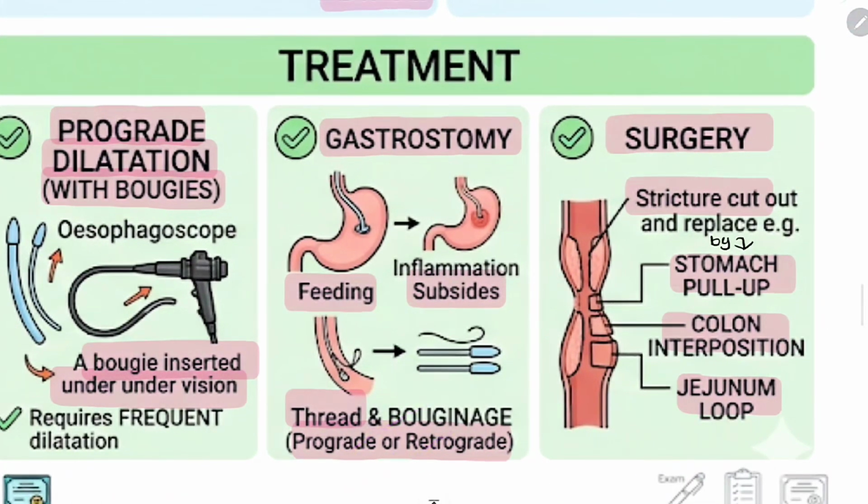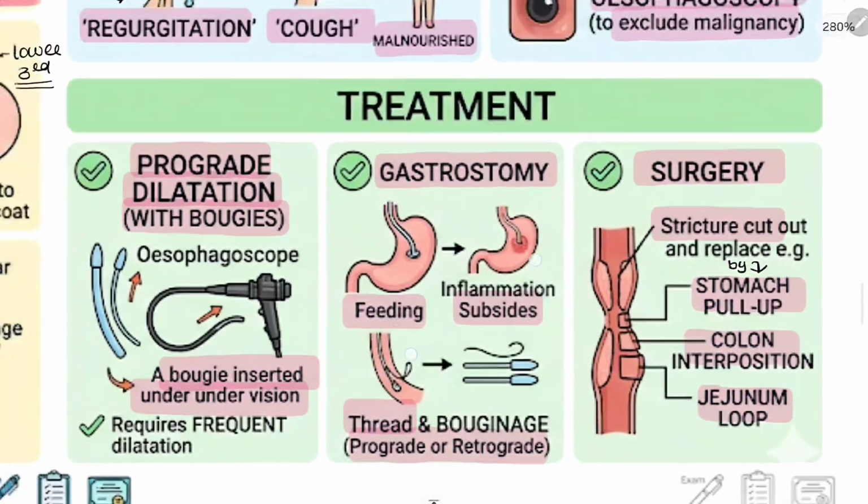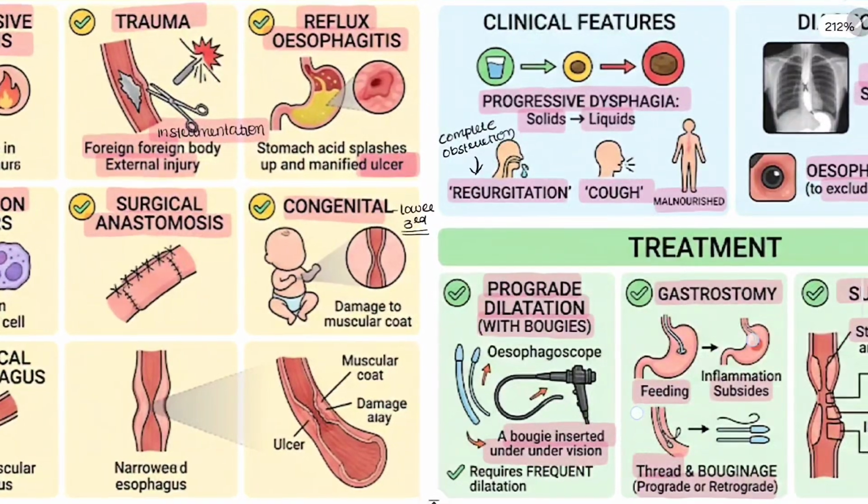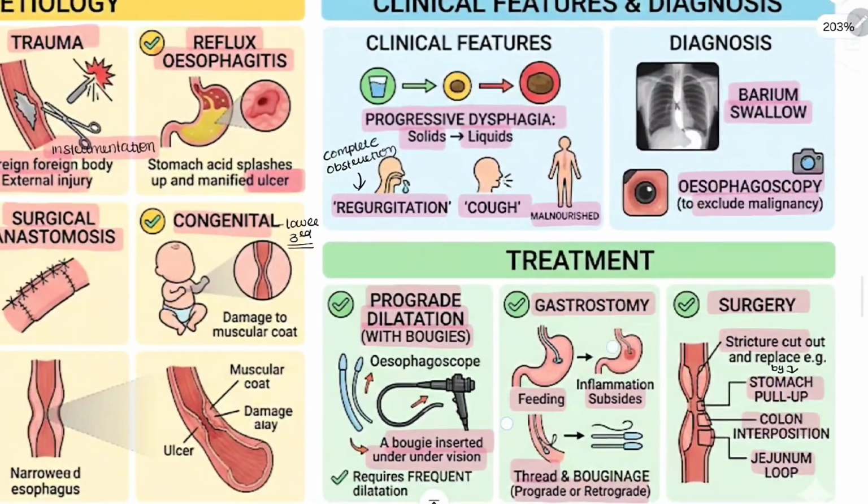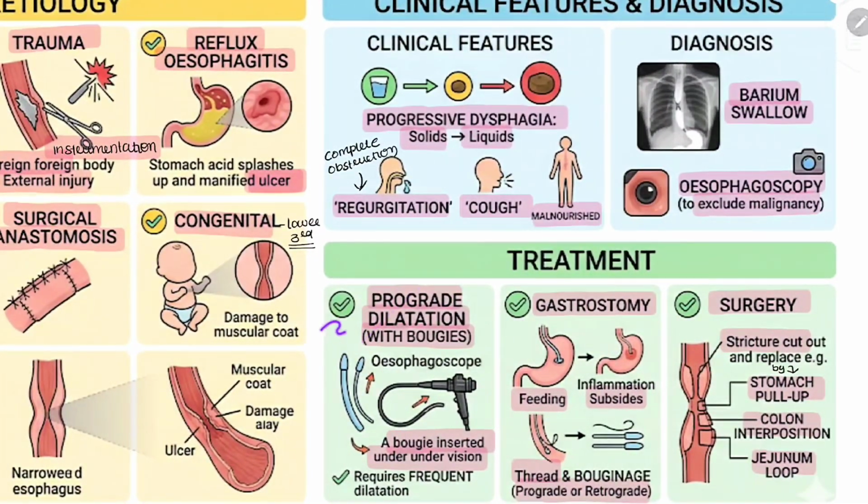Next, the surgery. Here we will cut the stricture part of the esophagus and reconstruct it with stomach, colon or jejunum. So this was all about the strictures: etiology, clinical features, diagnosis by barium swallow or esophagoscopy, and treatment by antegrade dilation with bougies, gastrostomy, and surgery where the strictures are cut and replaced by stomach, colon or jejunum.